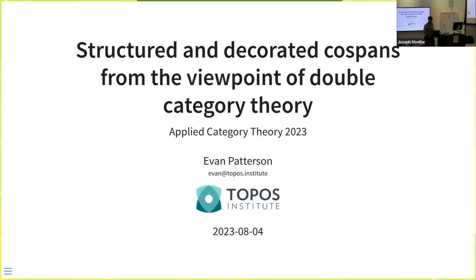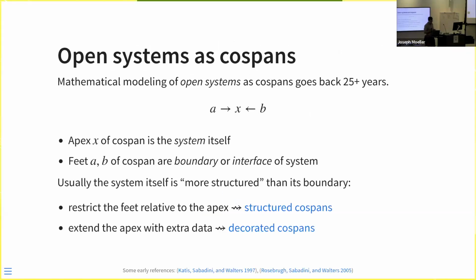There are a few new results, but the main thrust of this work was to try to hopefully simplify and streamline the theory and understand it in a new way. So as you probably know, there's now a quite well-established tradition of modeling open systems as cospans of some kind. This idea goes back at least 25 years, maybe longer.